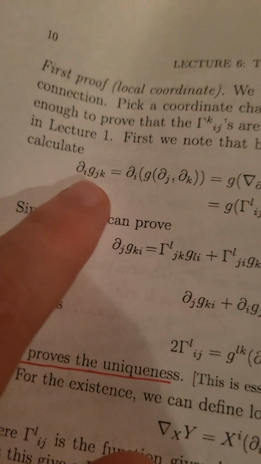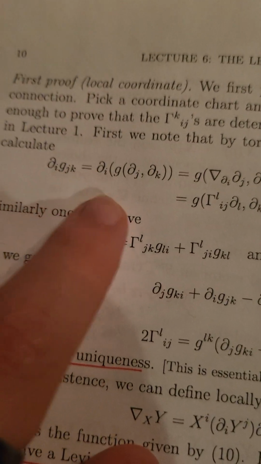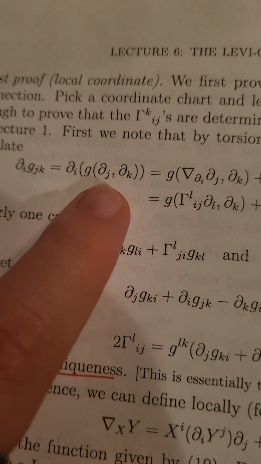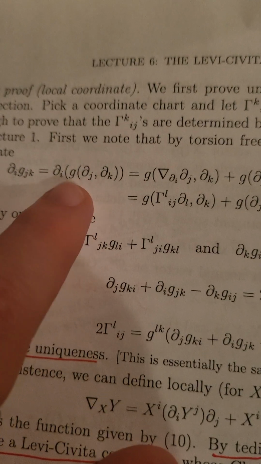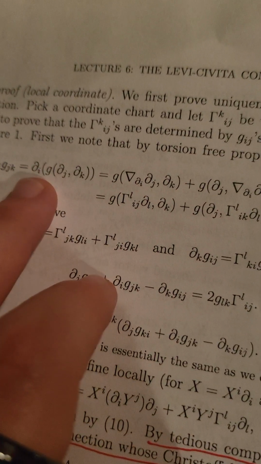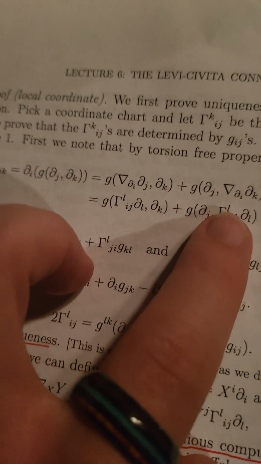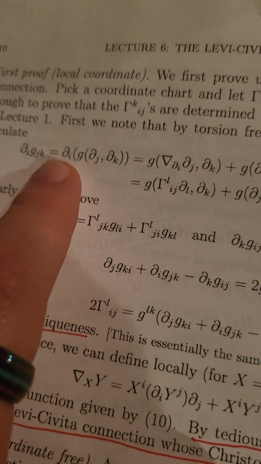The existence proof actually follows by using some sort of partition of unity argument, and a local existence proof. Just look at this argument on paper. We take the partial derivative with respect to i of the jk-th element of the metric. This is by definition the metric evaluated on ∂_j, ∂_k, and then we use the metric compatibility here to bring this partial derivative inside. This is just a vector field, right?